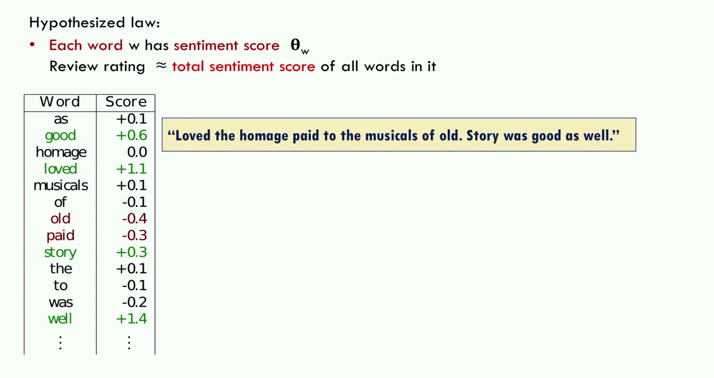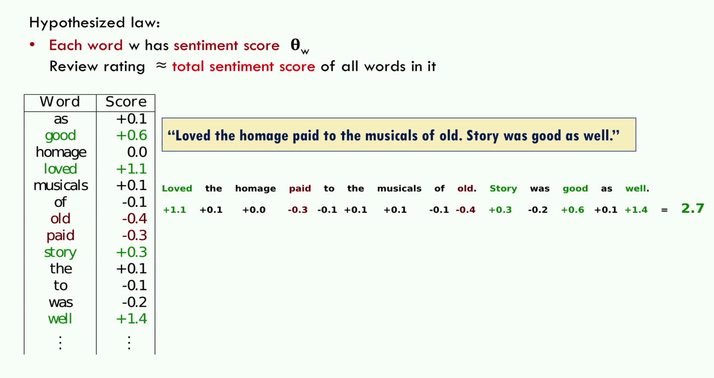And so if you are given a review like this, you read up the scores from this table, the scores that were found by the fitting. And you take those numbers and you add them up, and you get 2.7. So that's the score of the movie. OK, that's the predicted score according to this model. So after you fitted the model, you can now predict scores of new reviews that you're given.